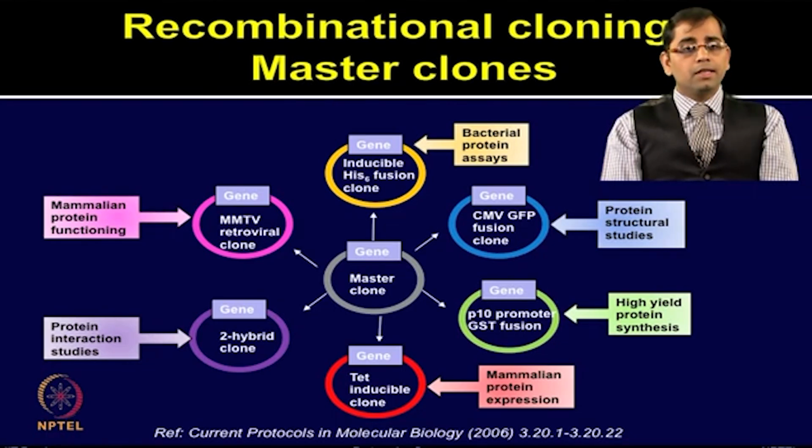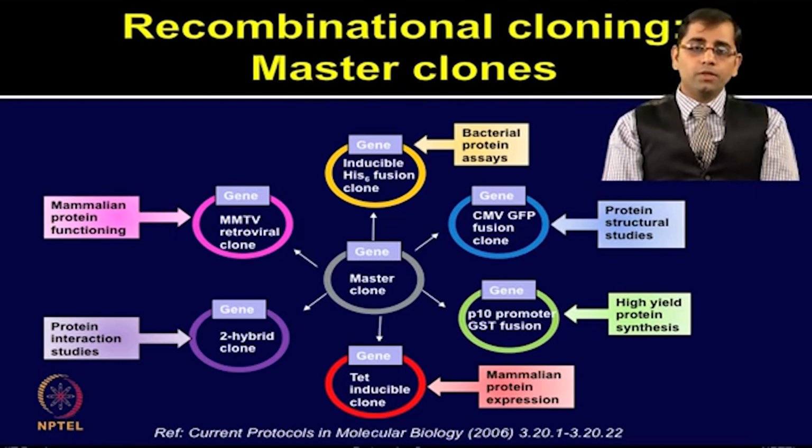One can use CMV GFP fusion clones for the protein structural studies. If you want to know where a protein is located in the cell, then P10 promoter GST fusion clone results in a good protein yield. If protein synthesis is your requirement, you would like to transfer your gene of interest into this vector. Now, tetracycline inducible clones, mammalian protein expression system that can turn the protein on and off in the mammalian cells.